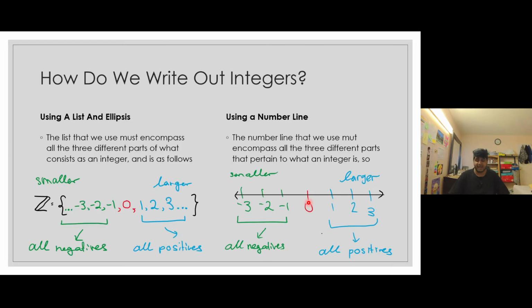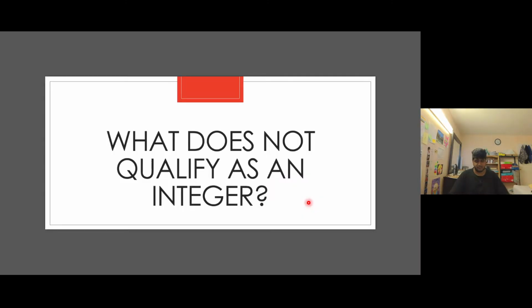Okay? And again, as we said, both the list and ellipsis way and the number line way need to incorporate all of the different parts of what we know as an integer. So all of our negative numbers, 0, and all of our positive numbers.